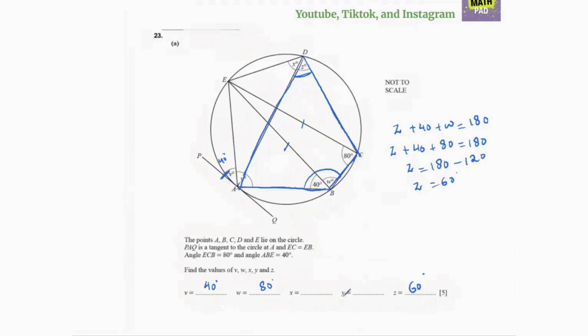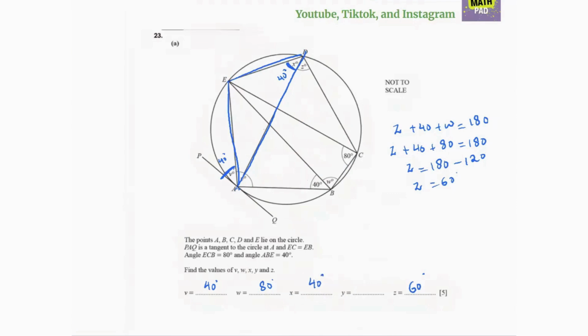Now we need to figure out x and y. We can see that we can use alternate segment theorem again on triangle EAD. Since this is 40, this is also going to be 40 because all three vertices are touching the circumference. So x is also 40.